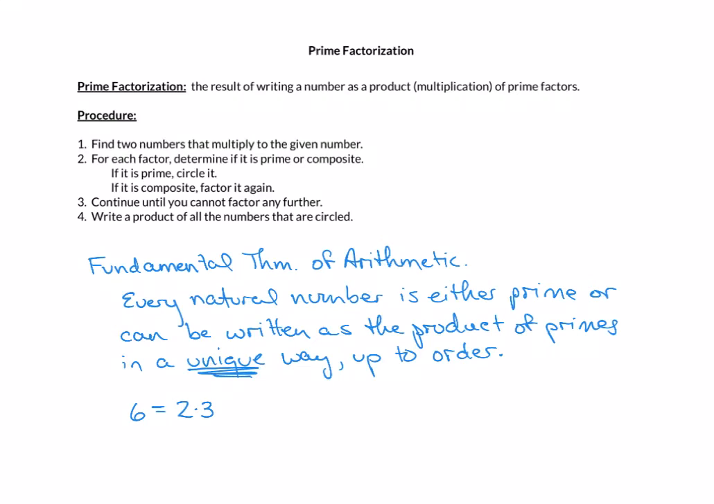If we let 1 be a prime number, that takes away this unique quality. I can multiply 1 times 2 times 3, or 1 times 1 times 2 times 3, or however many ones you want. And now we no longer have a unique way to write it as the product of primes. That's why 1 is not considered a prime number. Okay, so I digress. Let's go ahead and continue with our discussion.